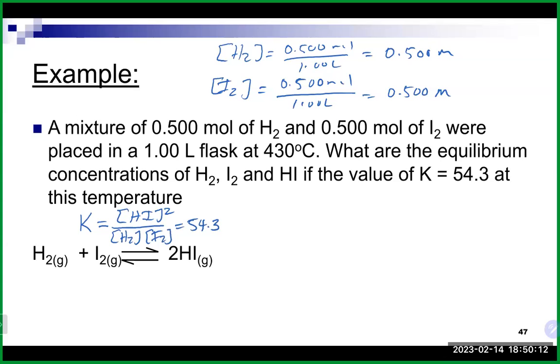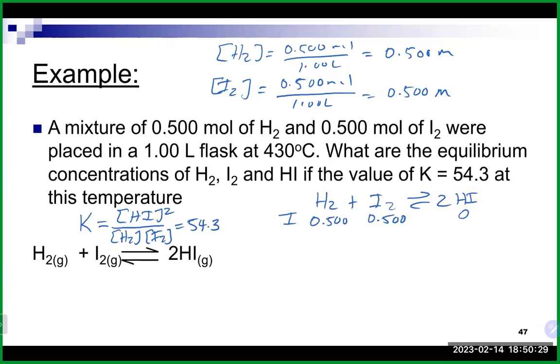At this point, we're going to do our ice table. So I'll do it right here. Why not? H2 plus I2 goes to our 2HI. So initially we have 0.5 molar. We got 0.5 molar of this guy.